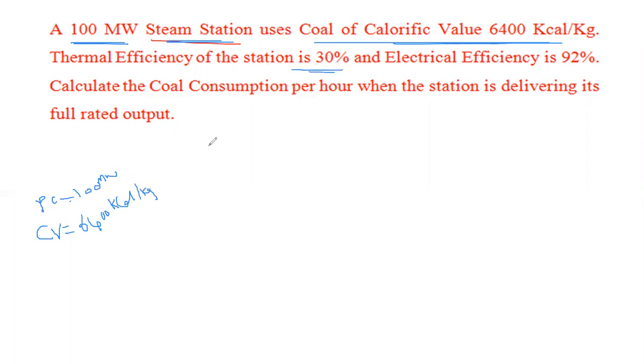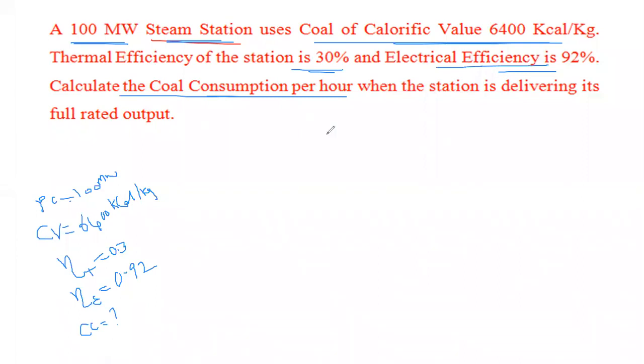In this problem the thermal efficiency is given as 30%, that is 30 by 100, 0.3. And the electrical efficiency is given as 92%, that is 92 by 100, 0.92. Calculate the coal consumption per hour. We need to generate 1 hour of power. How much coal is utilized? We want to find out the coal consumption per hour.